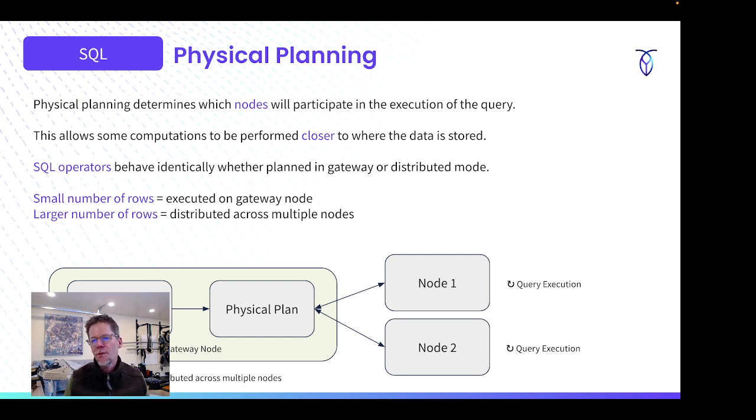If there's a small number of nodes, or a small number of rows, that's typically executed on the gateway node. And a large number of rows is typically distributed across multiple nodes. So we go from the logical plan to the physical plan, and then that gets distributed across the nodes for query execution.